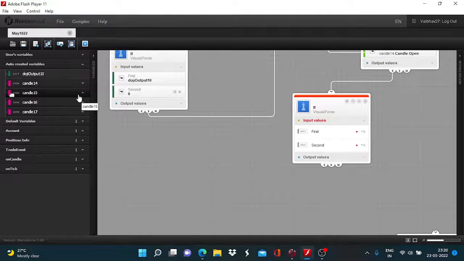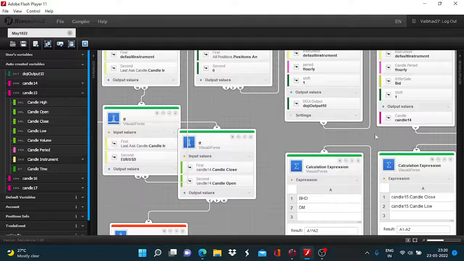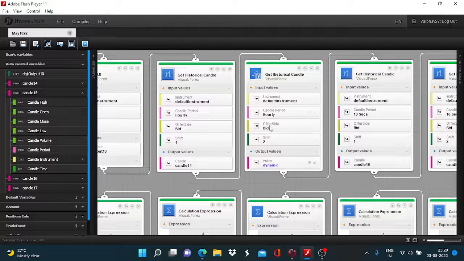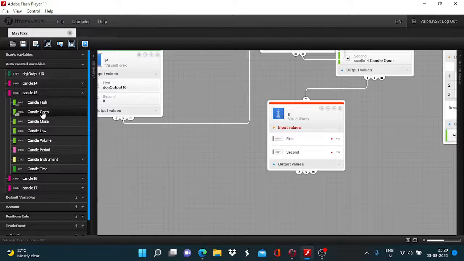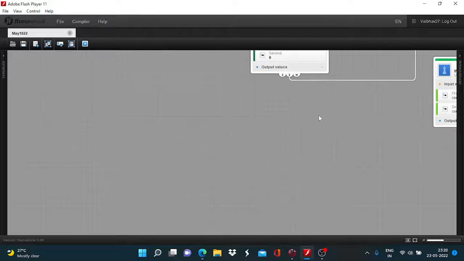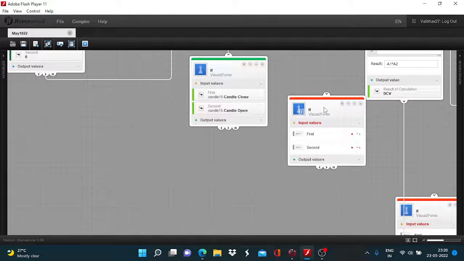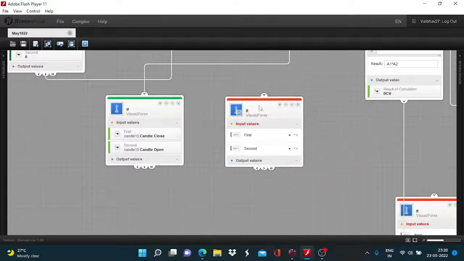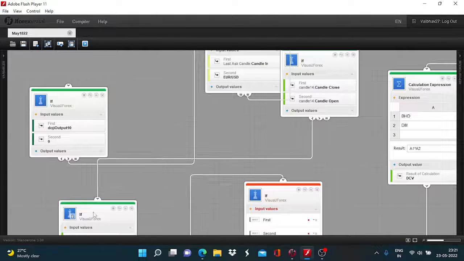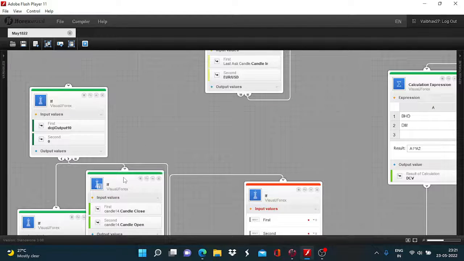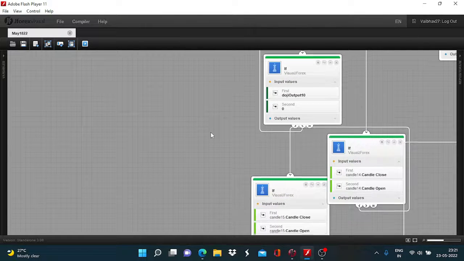Then we consider candle 15, which is the second last hourly candle, which has a look back period of 2. There also we need the closing price to be less than the opening price. So I will take candle 15 candle close and candle 15 candle open, and then it will be first input less than second input. So we have defined these conditions using the price action data.